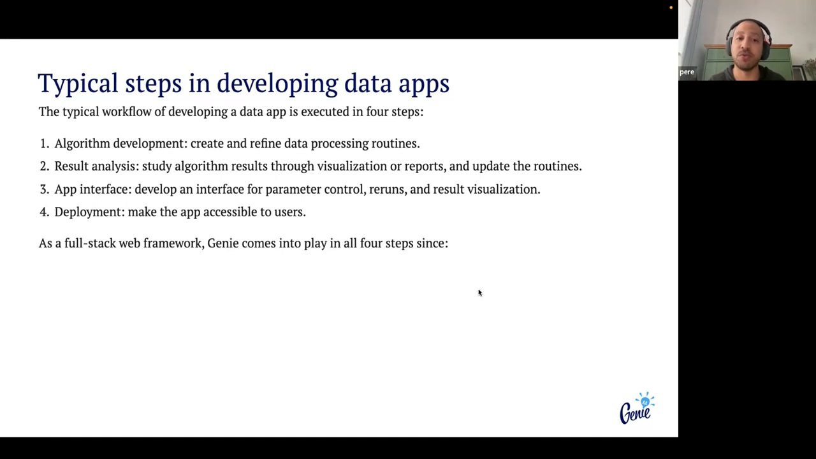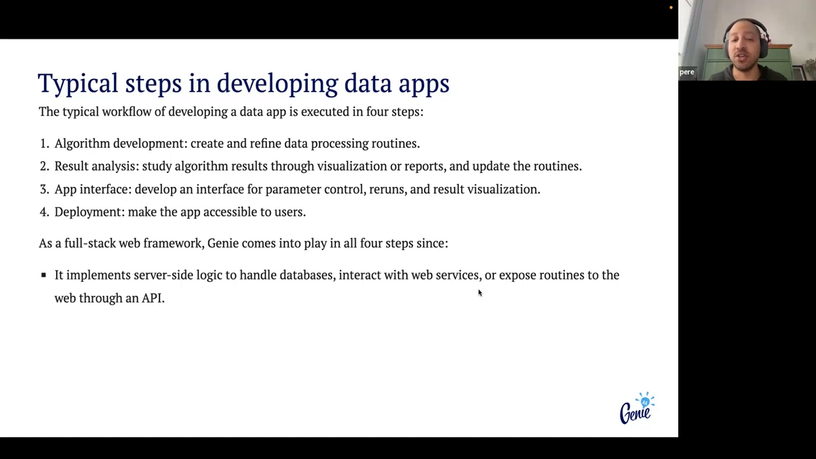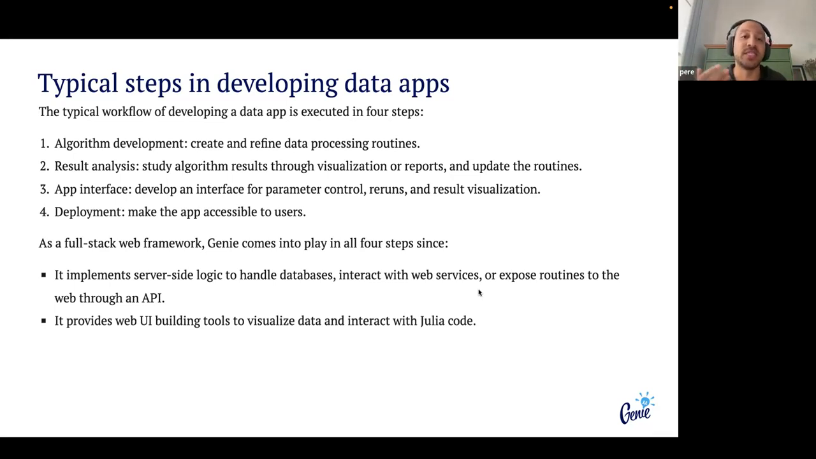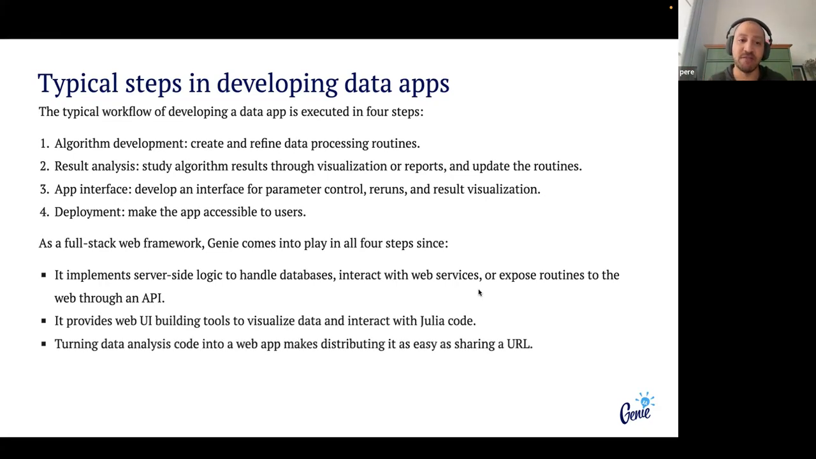Since Genie is a full stack web framework, it comes into play in all four steps, since it can implement server-side logic to handle databases, interact with web services, or expose routines to other services or to the web through an API. Through its low-code UI layer in the Stipple package, it also provides UI building tools, and with Genie Builder, it provides web UI building tools to visualize data and interact with the Julia code. And finally, since we are turning our data analysis code into a web application, this makes it easier to deploy and distribute to other people just by sharing a URL.